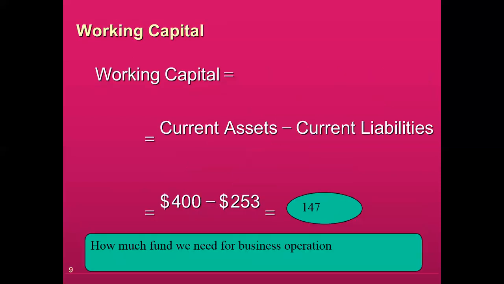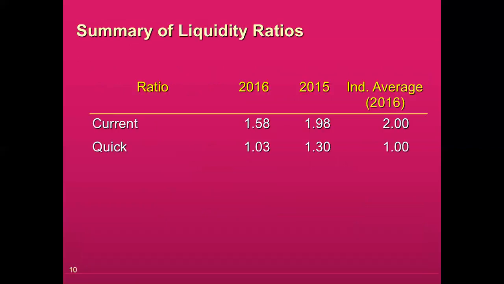Working capital simply shows how much capital will be required to operate your business. So we simply take current assets and subtract current liabilities. The difference is 147. This shows the fund which will be required by the owner to invest in the business, or by the company to invest in working capital to operate their business.